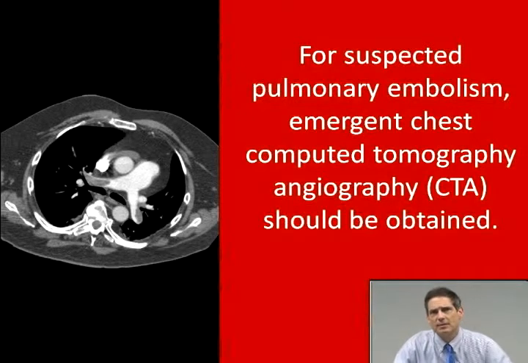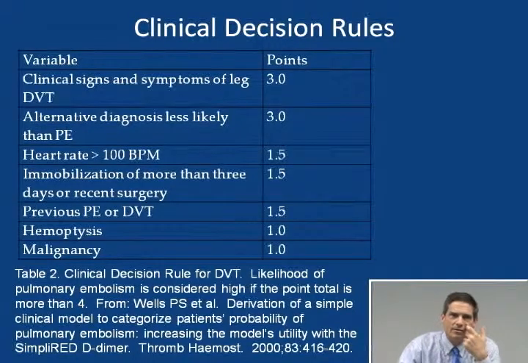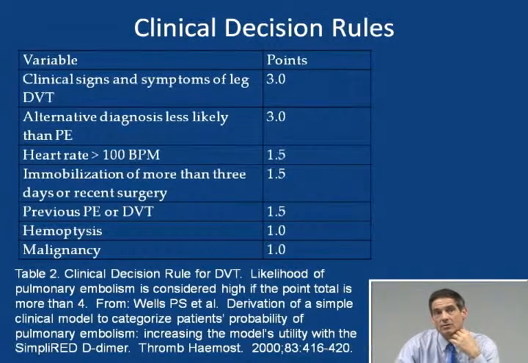For patients with suspected pulmonary embolism, emergent chest CT should be obtained. Now, here are clinical decision rules that are used in patients with acute onset chest pain to try to evaluate whether they need to be considered at high risk for pulmonary embolism. Pulmonary emboli frequently cause chest pain. They remain a common cause of mortality, but emboli can frequently go undiagnosed.